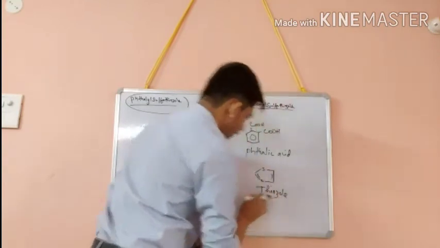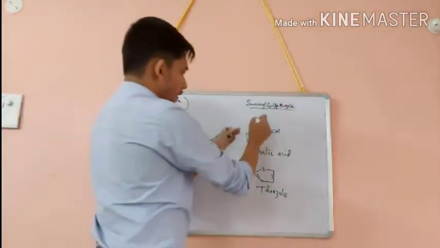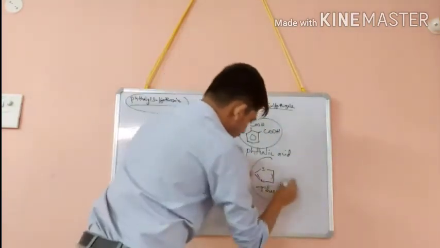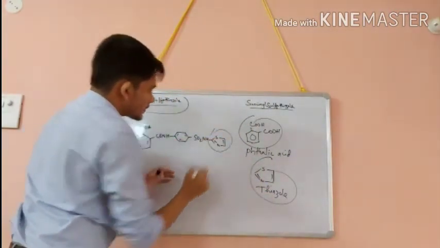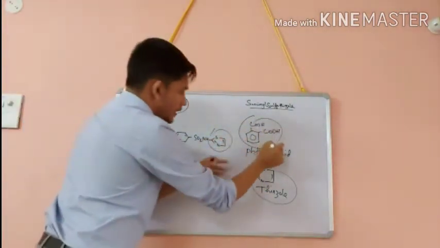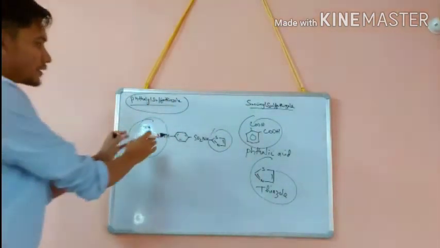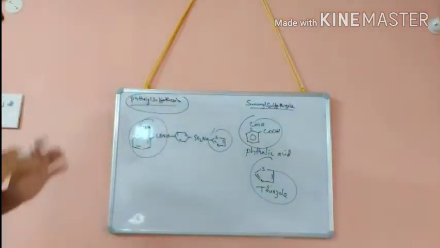If you look at this structure carefully, you will find that it has both phthalic acid and thiazole. So where is thiazole? This one is here, this is thiazole. And where is phthalic acid? This is the phthalic acid. This is the condensation of phthalic acid and thiazole along with our sulfanilamide.